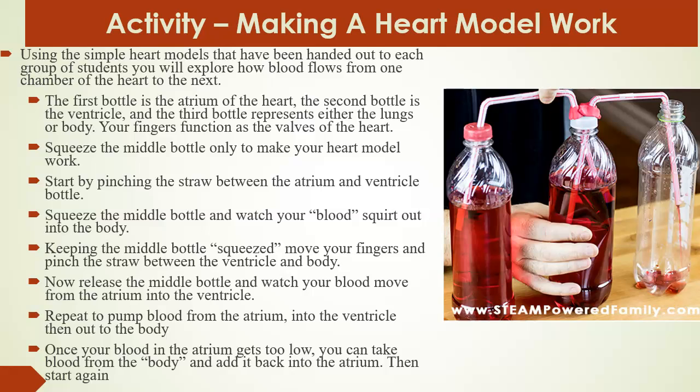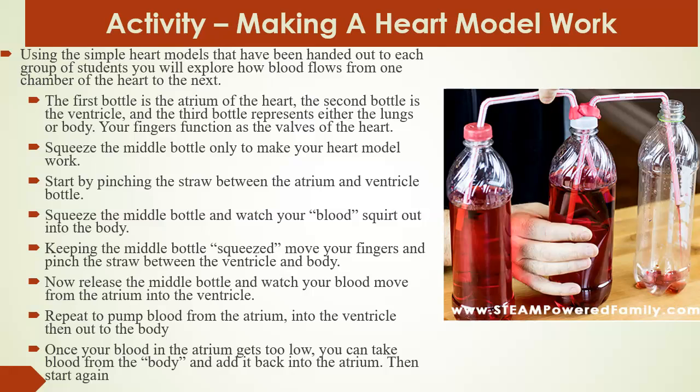And you're going to start by pinching the straws between the atrium and the ventricle. So that's the first 2 bottles with the red dye in it. And you're going to squeeze the middle bottle and watch the blood squirt out into the body, which is over here, the clear one that's supposed to be your lungs. And keeping the middle bottle squeezed, move your fingers and pinch the straw between the ventricle and your lungs. Then you'll release the middle bottle and watch the blood move from the atrium to the ventricle. And you'll repeat this process.